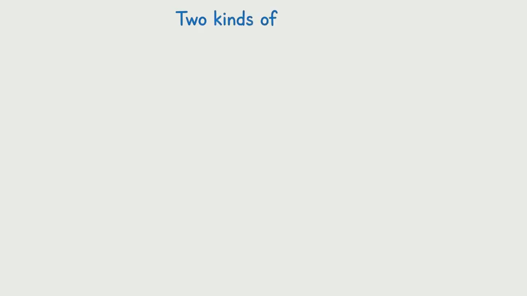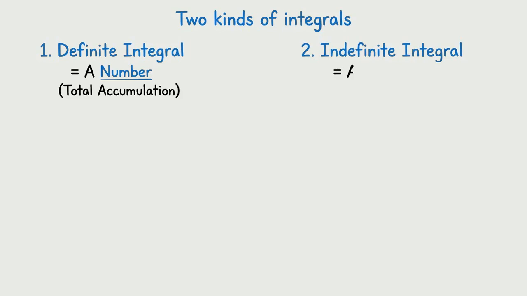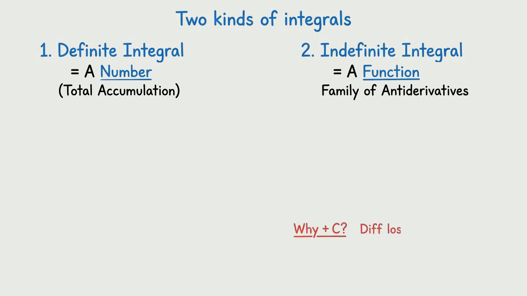Now, there are 2 kinds of integrals. A definite integral, like integral from a to b, gives a number. It's the total accumulation. An indefinite integral, like integral of f of x dx, gives a function. It's the family of all antiderivatives of f. That's why we add a constant C, because differentiation loses constant information.